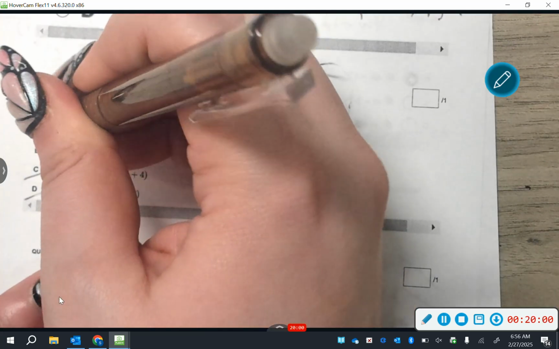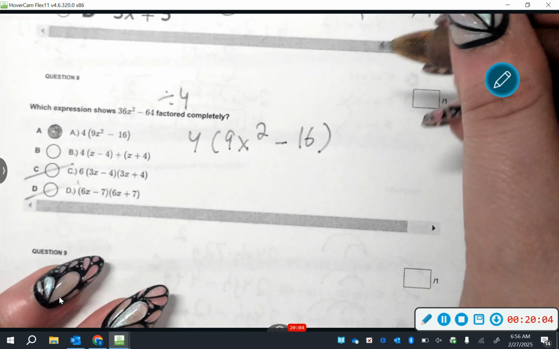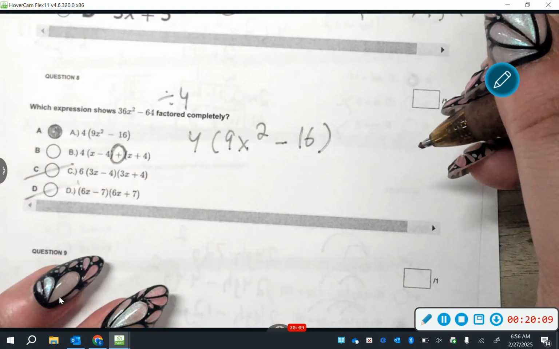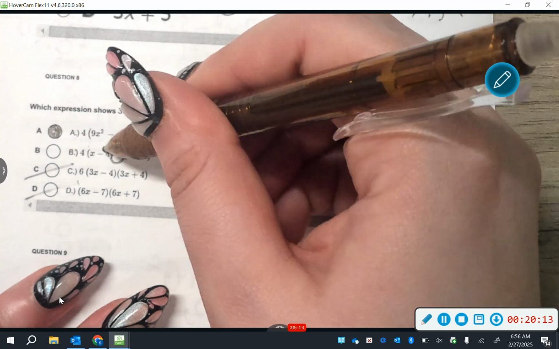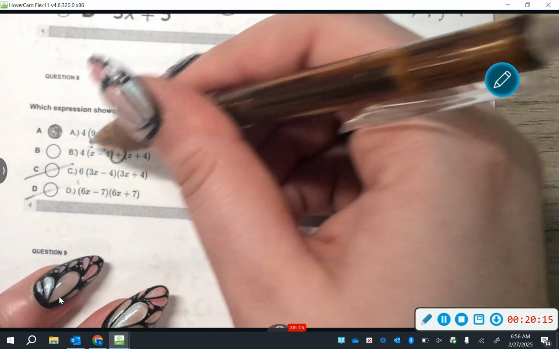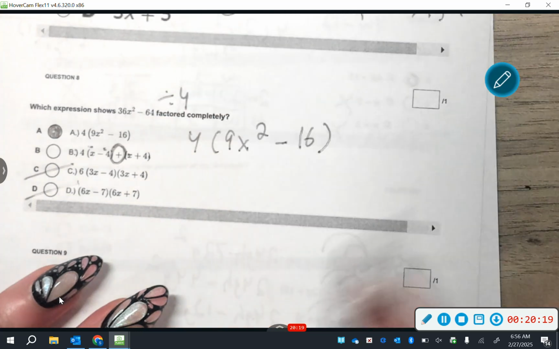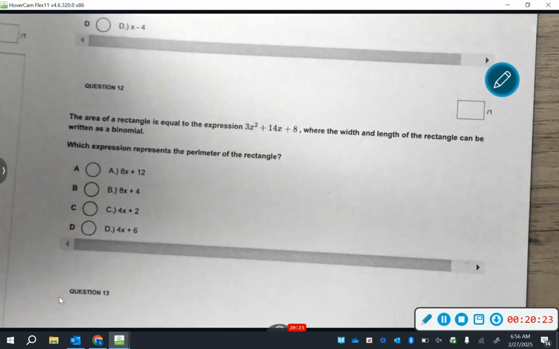B is automatically out. Here's why. When you're talking about factors, you're talking about multiplying. We ain't going to be adding in here. That doesn't work. Even if you did do this, this would be 4x minus 16 plus x plus 4. That's not going to get you this. Our answer is A. GCF question.